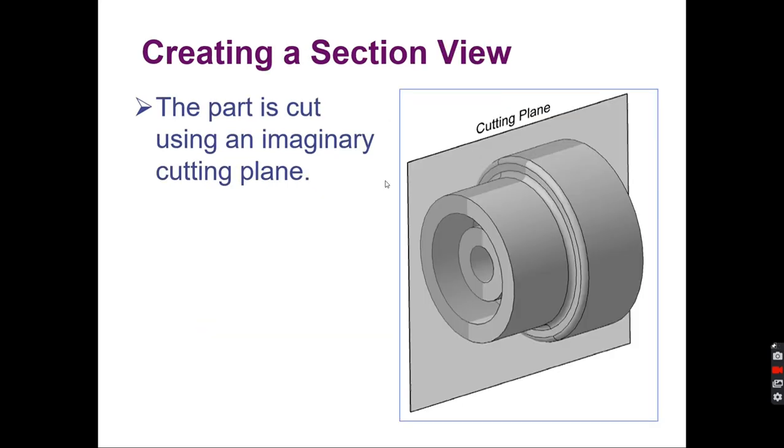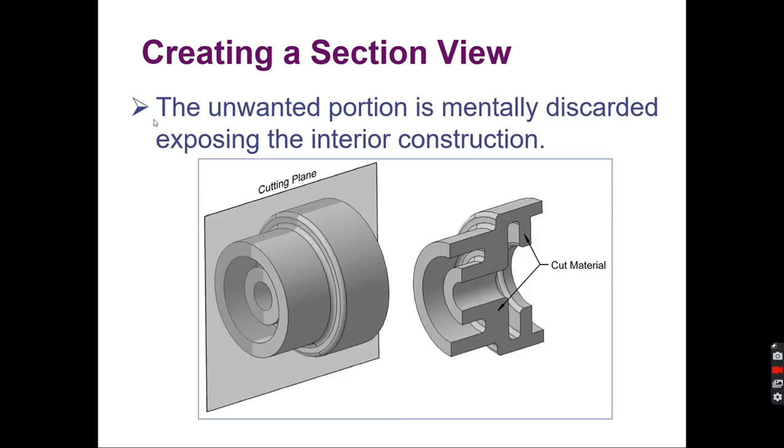What we do is we take an imaginary plane and we cut through the part. Once we do that, the unwanted portion is mentally discarded, and we're left with what that piece would look like if we cut it, in this case, in half.